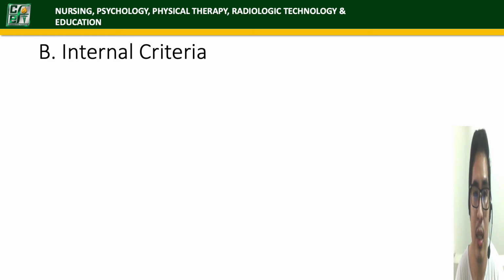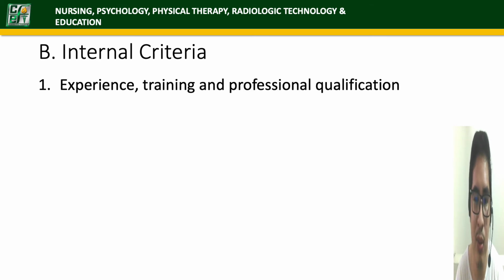Okay, next is internal criteria. So for internal criteria, this is yours. Okay. So the number one factor is experience. So since all of you are novice in doing researches, academic researches, experience is very minute or very little. So you have to really try to improve yourselves by reading a lot of literatures.